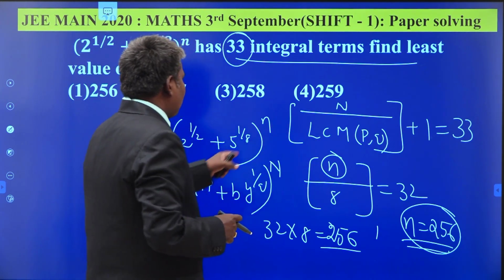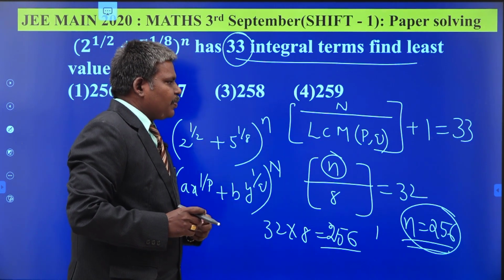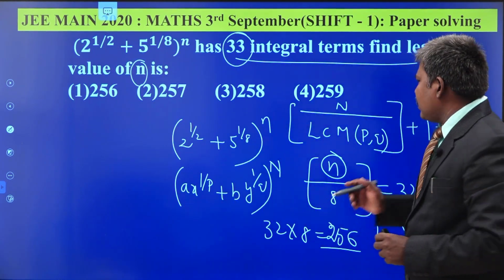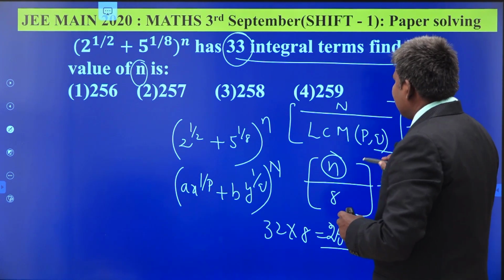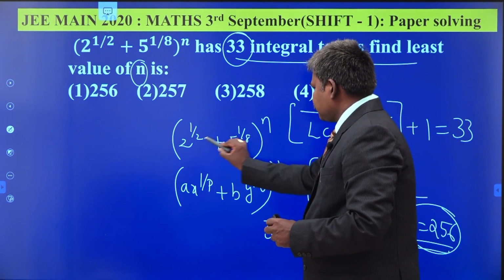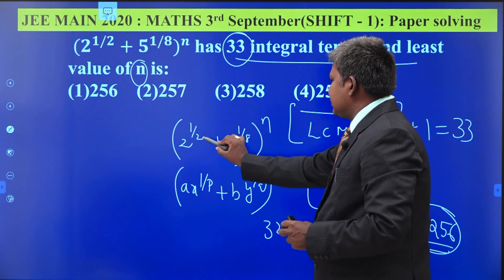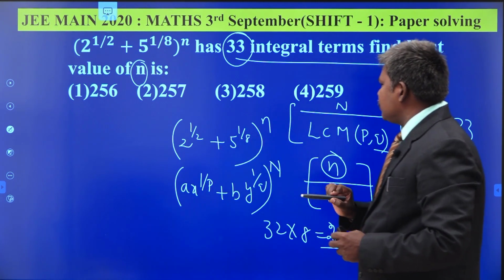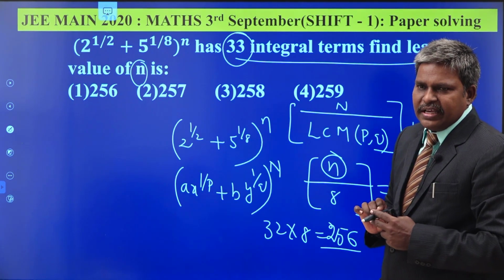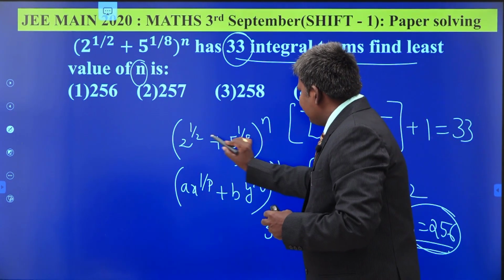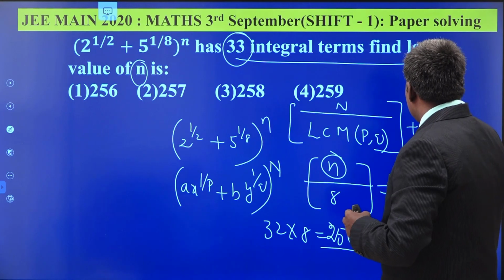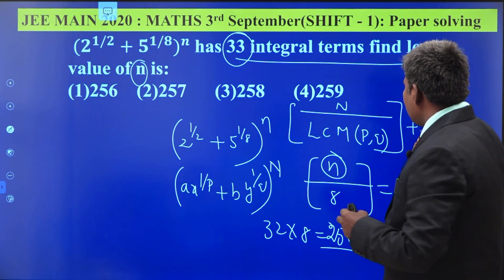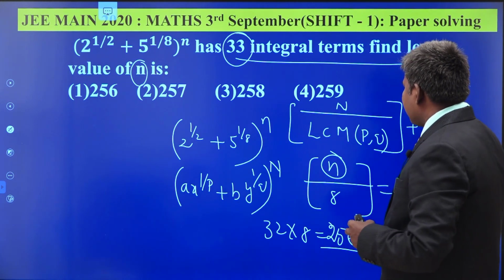So the formula is what here? n by LCM of p comma q, plus 1, is equal to 33. If you don't write plus 1 here, if there is no common value, that is LCM of 2 comma 8, at least one of them must be divisible by n, then only you have to write 1 here. If neither of them is divisible by n, you don't write 1. If you are not writing 1, then the 33 will be erased here. So n by 8 is equal to 33 will be there.